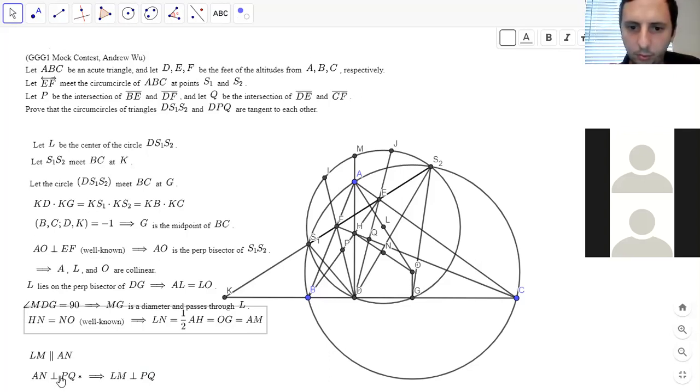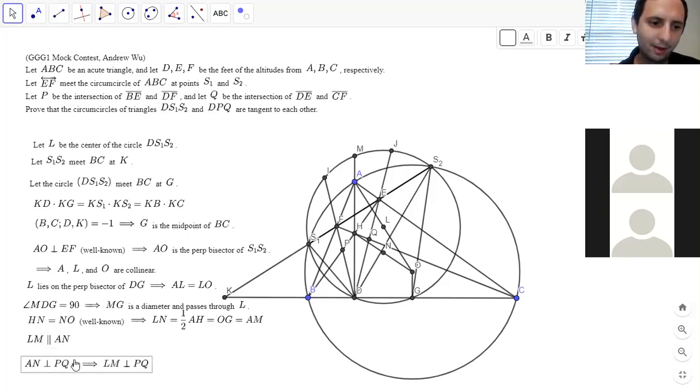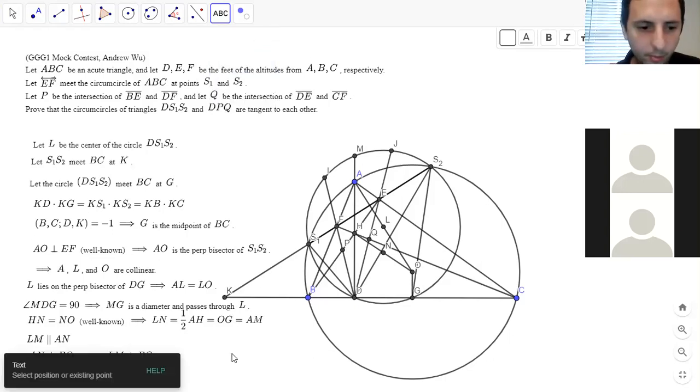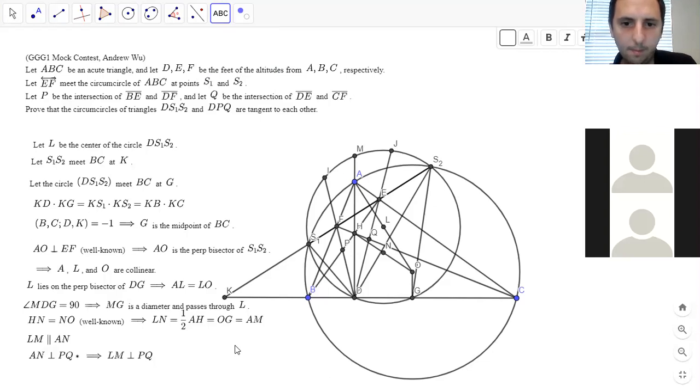How is PQ perpendicular to AN? So yeah, that was a power of a point. So yeah, that's why I put the asterisk right here. So I'm gonna explain that a little more in the end. So hold on just a second. LM is perpendicular to PQ. And M is the midpoint of arc.